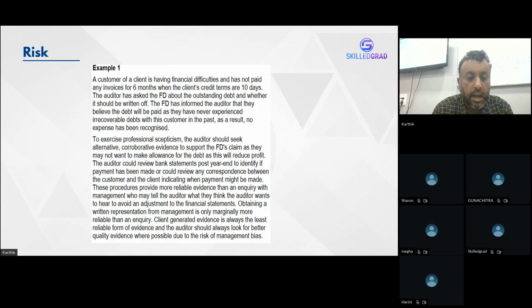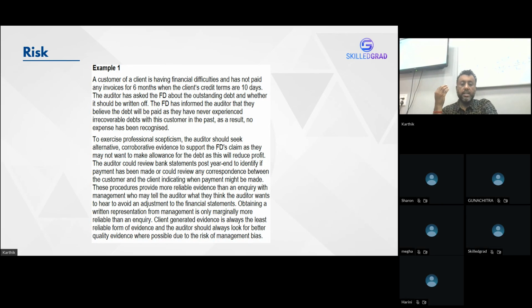Debt will be paid as they have never experienced irrecoverable debt. That customer has always paid, there has never been a case of not paying. In the past, no expense has been recognized. To exercise professional skepticism, the auditor should seek alternative corroborative evidence to support the FD's claim, as they may not want to make an allowance for the debt as it will reduce the profits. That means the FD may not want to make an allowance, because then profits will reduce.